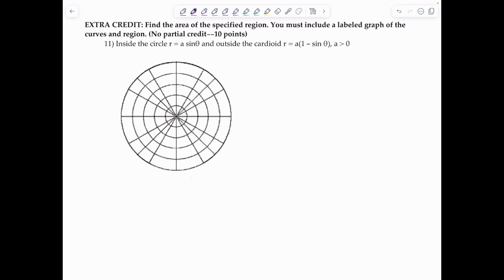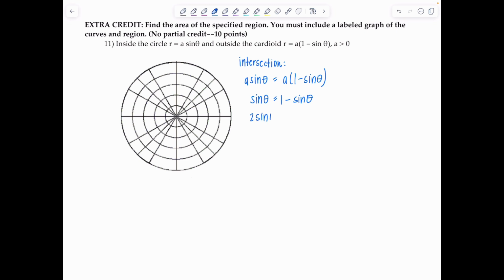So r equals a sine theta is a circle centered on the y-axis whose radius is a divided by 2. And then this cardioid is symmetric with respect to the y-axis, majority of it being below the x-axis. Let's go ahead, let's find the intersection. That's the first step, because once we know the intersection, we can draw a nice graph and determine our limits of integration. So we have a sine theta equals a times 1 minus sine theta. A cancels out, so I just have sine theta equals 1 minus sine theta.